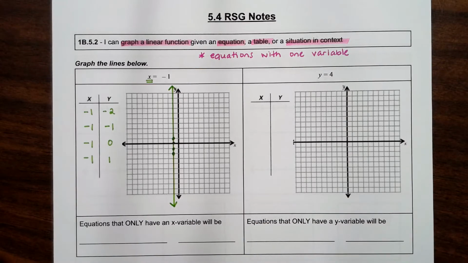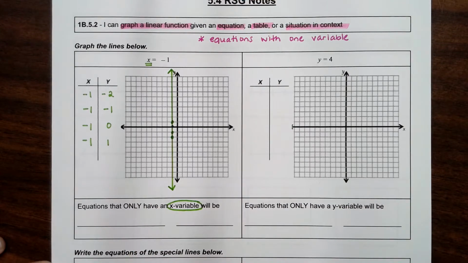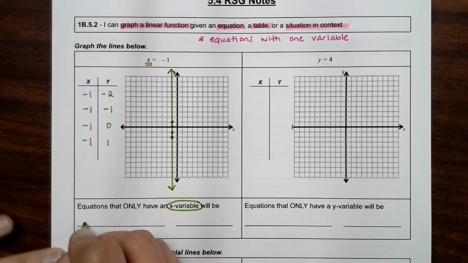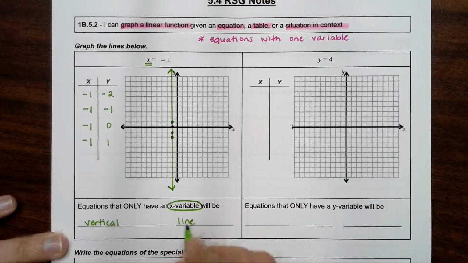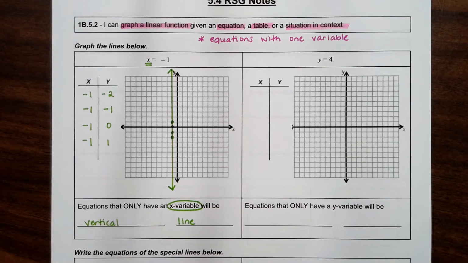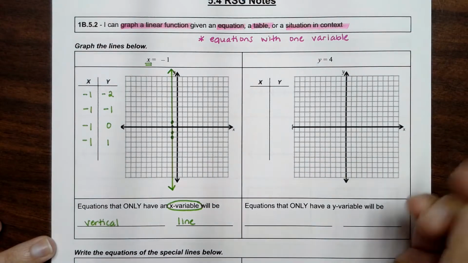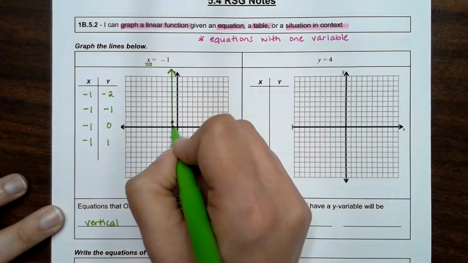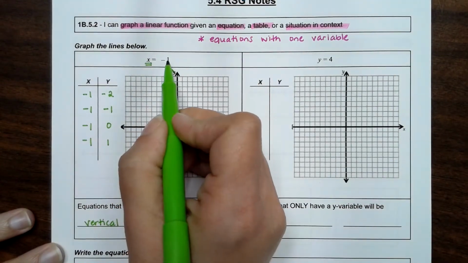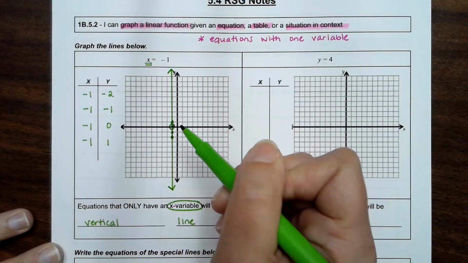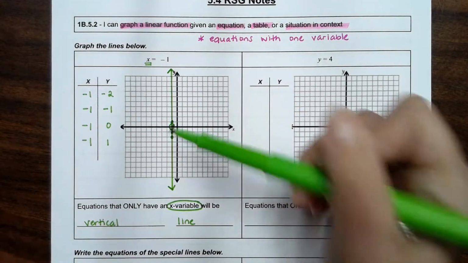So what we need to learn from this is that equations that only have an x variable, so if you see an equation that only has an x, the graph is going to be a vertical line. Now let's look at the location of that vertical line. You'll notice the vertical line is left of the y-axis by one spot. The reason for that is because that is the place on the x-axis where the x value is -1. X is -1 tells me to make a vertical line that goes through the point on the x-axis where x is -1.